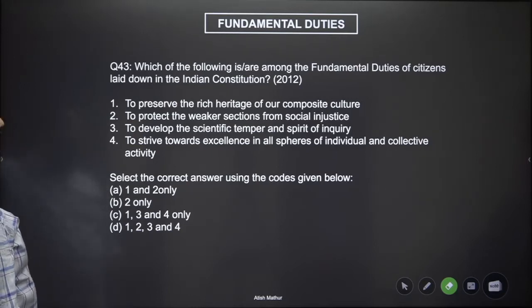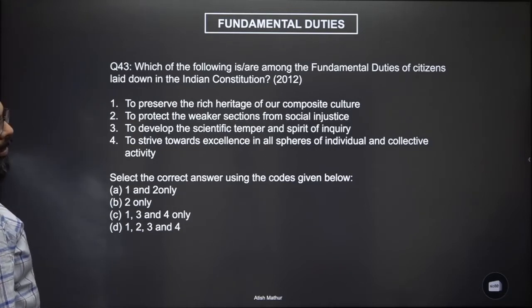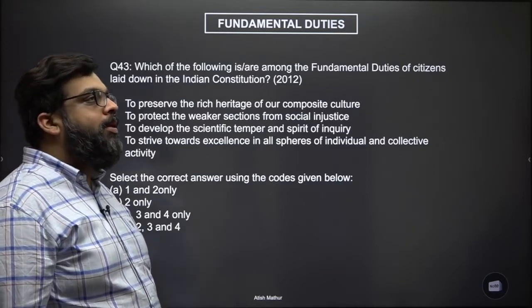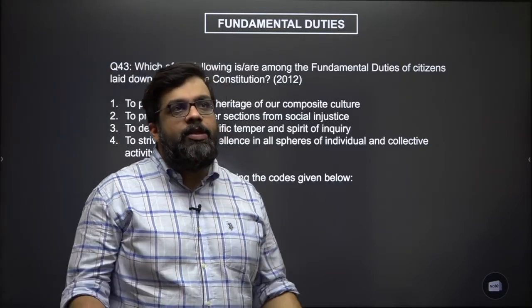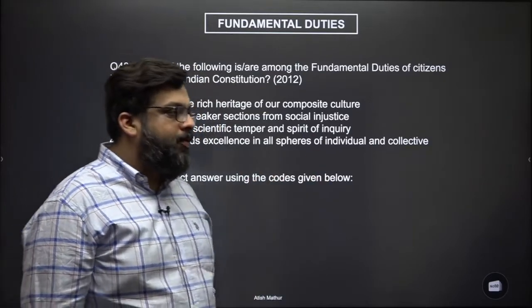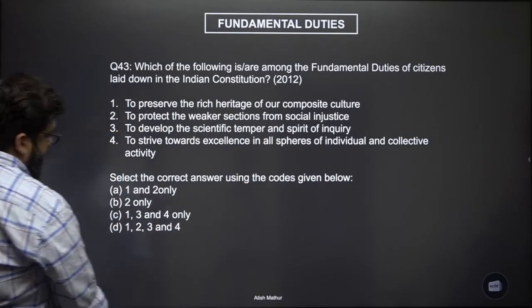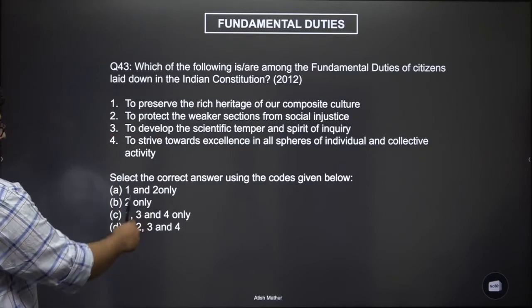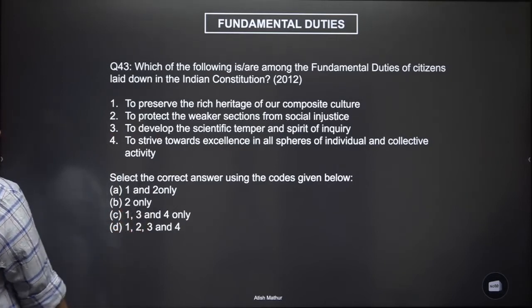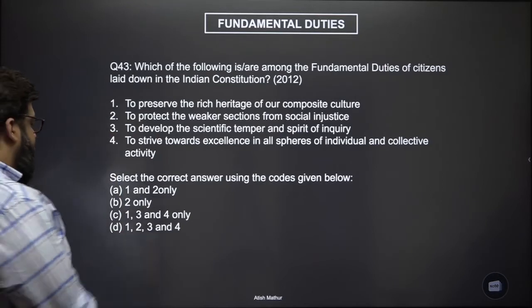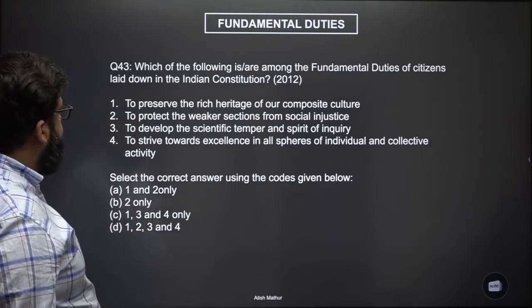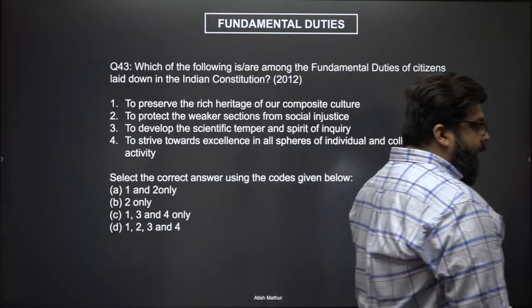To protect weaker sections from social injustice. If somebody is getting social injustice, let's think of an example. If somebody is being discriminated against on the basis of caste, how do we stop casteism in a society? A law has to prevent that from happening. That means the government has to make adequate measures. So 2 is definitely not a fundamental duty. So if 2 is not a fundamental duty, can we eliminate 2? A, B and D have it. Yes, we can eliminate 2. Then your correct answer becomes C, because it's only 1, 3 and 4.